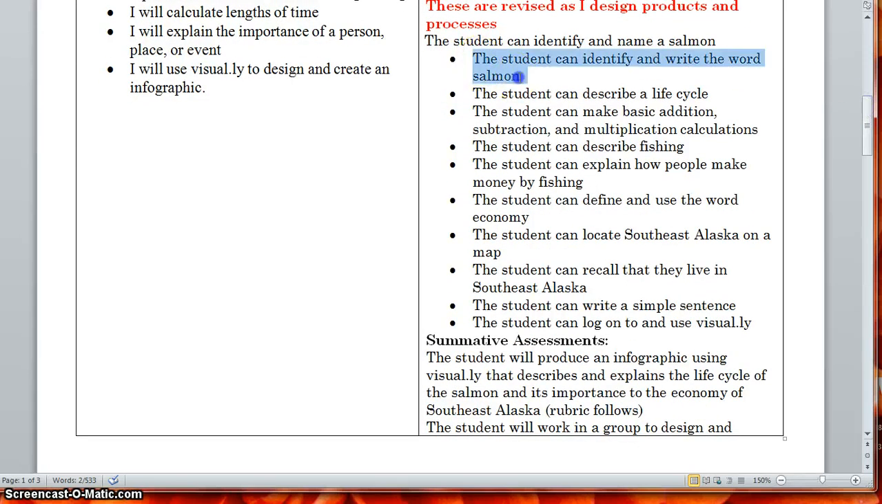Can students identify and write the word salmon? Many of the students probably will, but I may have some students who need some additional teaching on that. So that's one thing I need to think about. I need to pre-assess or do a formative assessment on that.